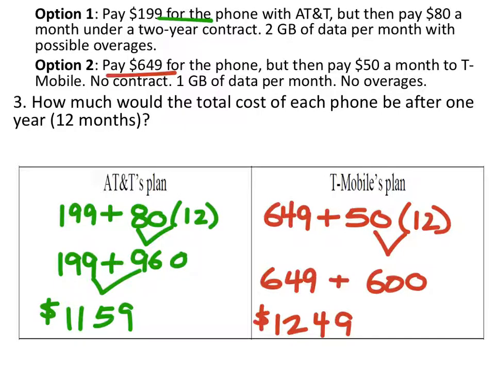And hopefully we can notice just by number 3 that T-Mobile's plan and AT&T's plan, they're getting closer together, right? The total cost for the 2 plans is getting closer together. Which means at some point, and this is a later question, at some point in time, T-Mobile's plan should be cheaper. And we'll figure that out when we get there.